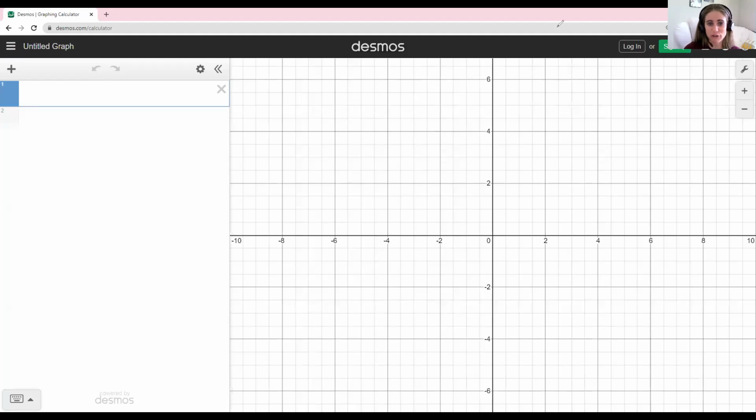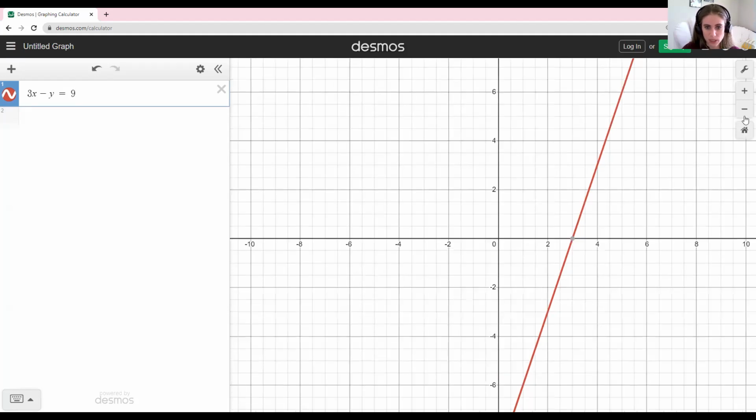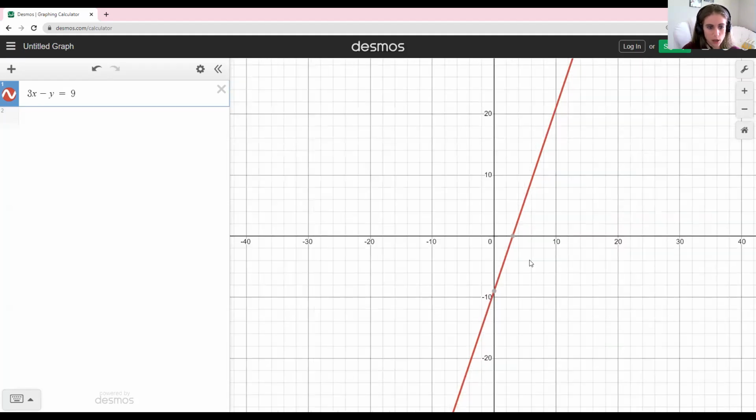Okay, so here I am on a free graphing website called Desmos, and we are going to type in the equation 3x minus y equals 9 and see if it has those intercepts. We said our intercepts were what? Do you guys remember? Zoom out here. Our x-intercept we said was 3, looky there, and our y-intercept was negative 9. Bingo.